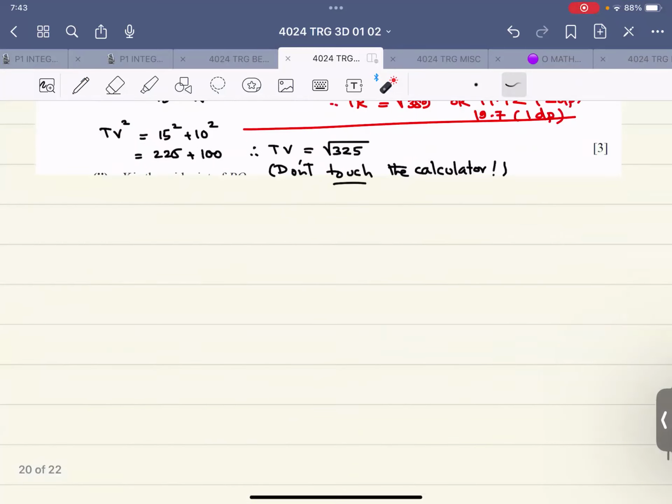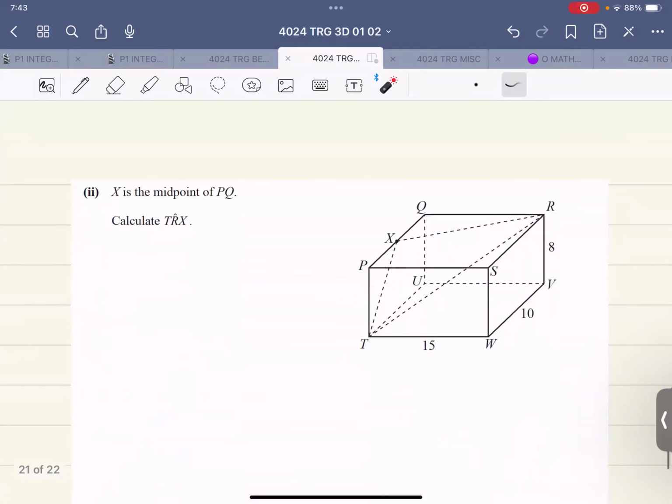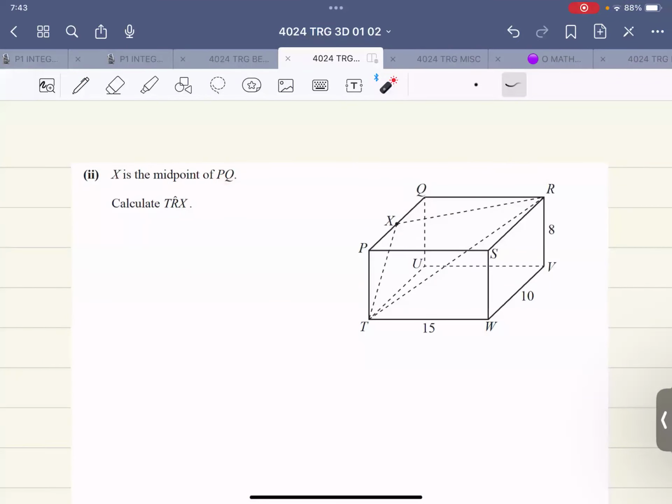Now, what's the next part? It says X is the midpoint of PQ. X is the midpoint of PQ. PQ is the same thing as this. Calculate TRX. So we are interested in TR and X, the angle. So this is like this. So I have to find this angle, okay?